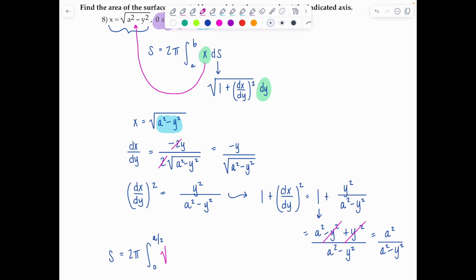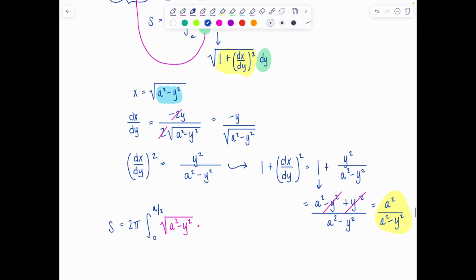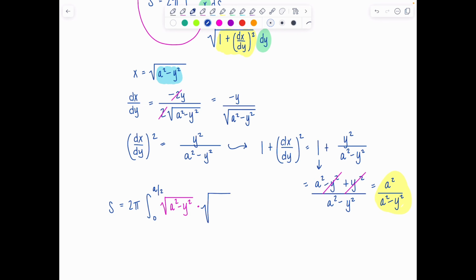So you're going to have rad a squared minus y squared times the square root of 1 plus (dx/dy) squared. Square root of all of this right here. Let me color code for you just a wee bit more so you can see what's going on. 1 plus (dx/dy) squared is right here. So I have the square root of all of that tacked on. Square root of a squared over a squared minus y squared dy. Good? Okay, from here, the problem's just going to flow.